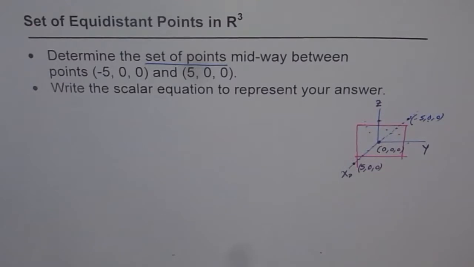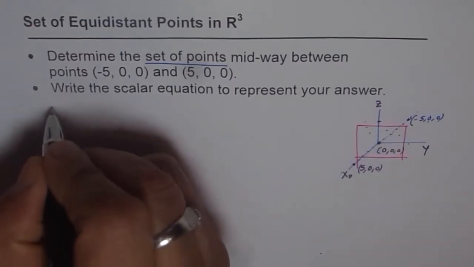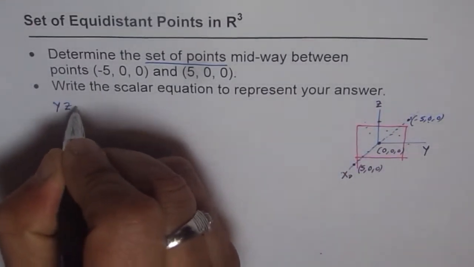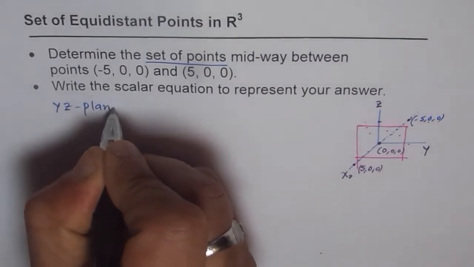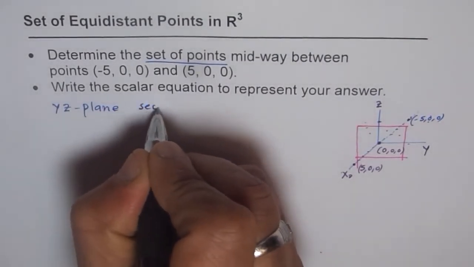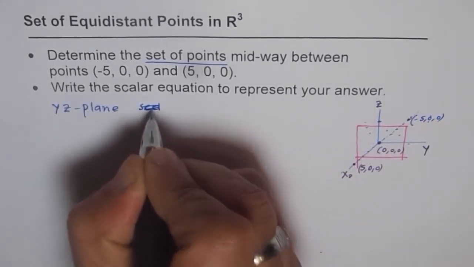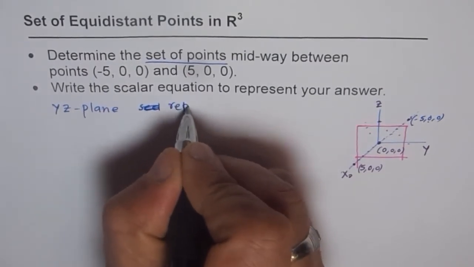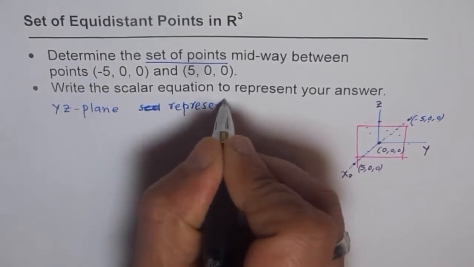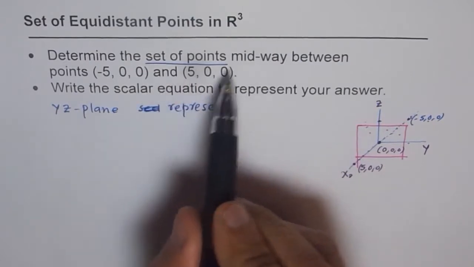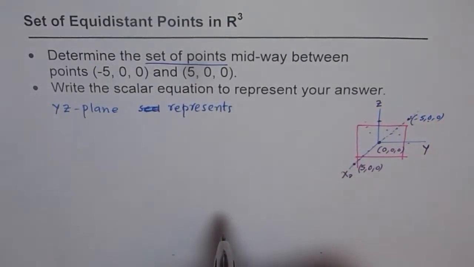And so we come up with a solution, and that is the YZ plane, right? The YZ plane is actually the set of points. The YZ plane represents the set of points equidistant from these 2 points, correct? So that is our solution.